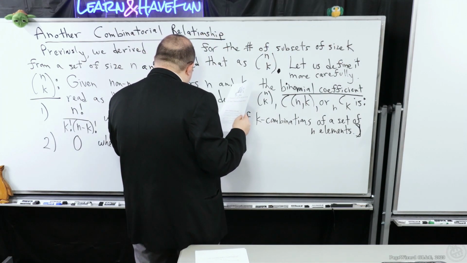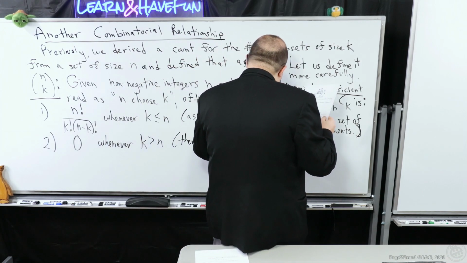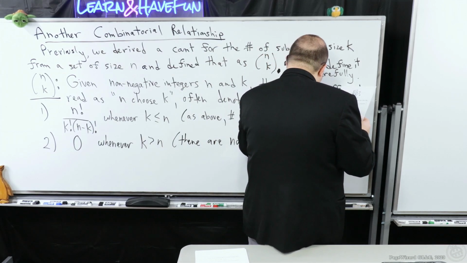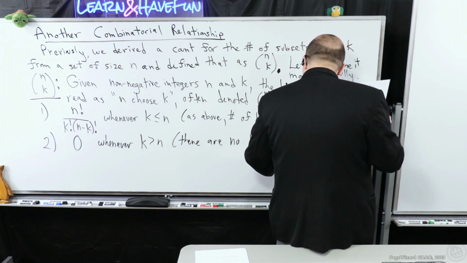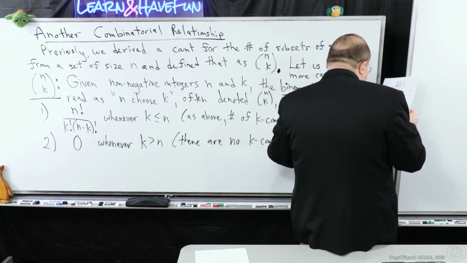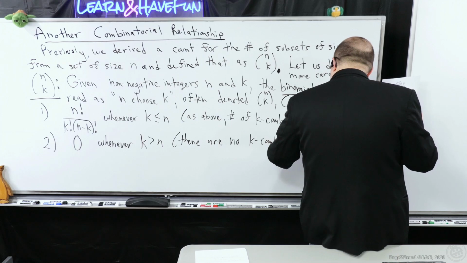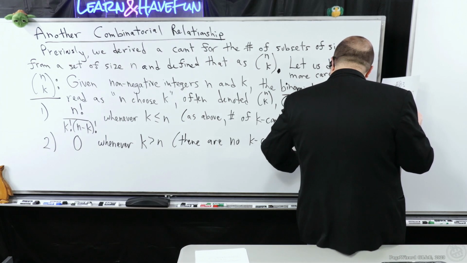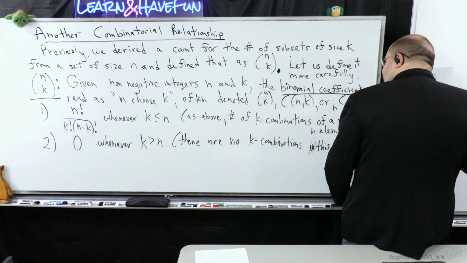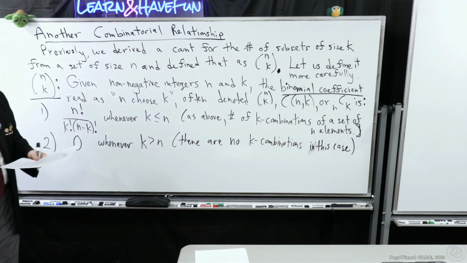So there are no k combinations in this case. Right? So this is how we're going to define this, and let's do an example.